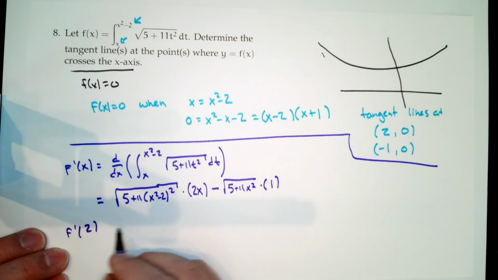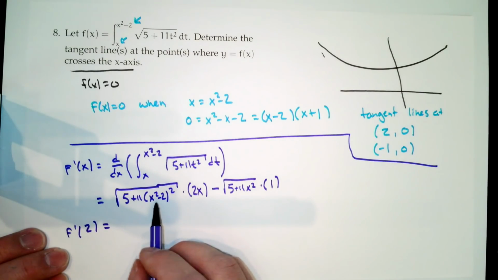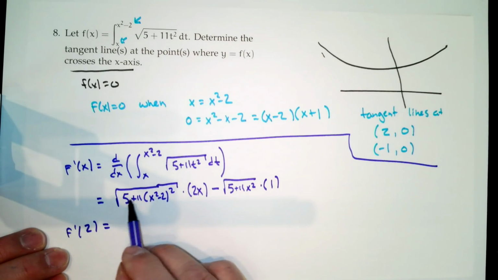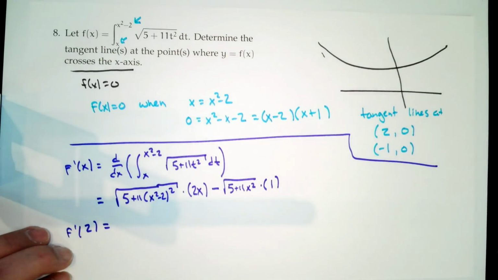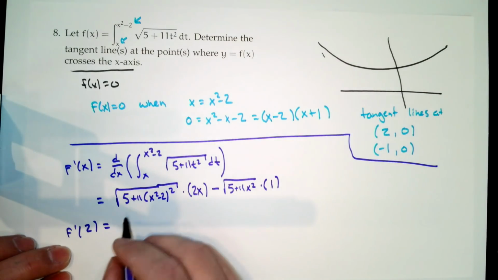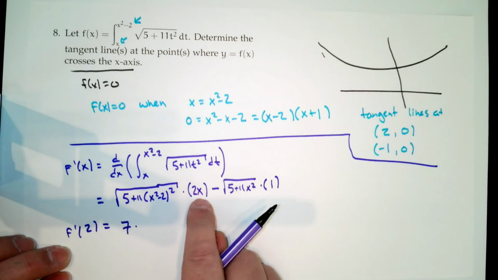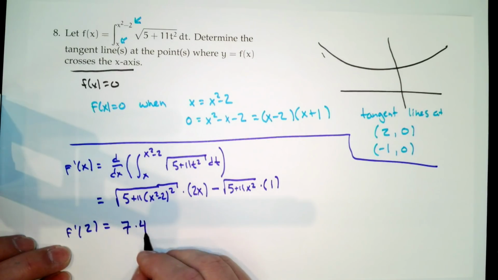We're good people. We should have good things happen. 2 squared minus 2 is 4 minus 2, so it's 2. So this becomes 2 squared, which is 4. 5 plus 11 times 4, 5 plus 44, is 49. Square root of 49 is 7. I told you we're good people. Good things will happen. 2 times 2 is 4.